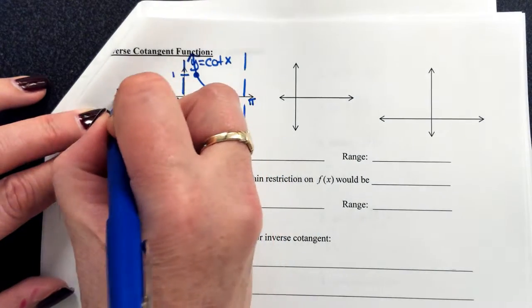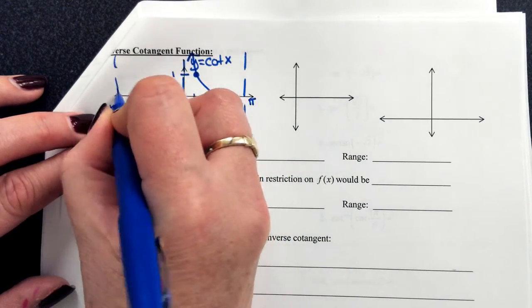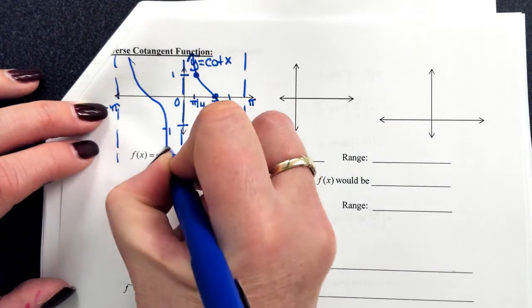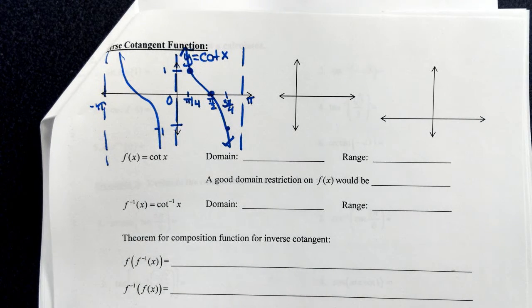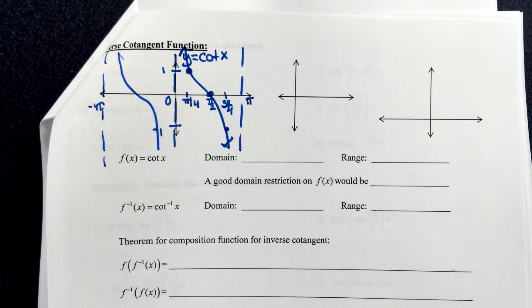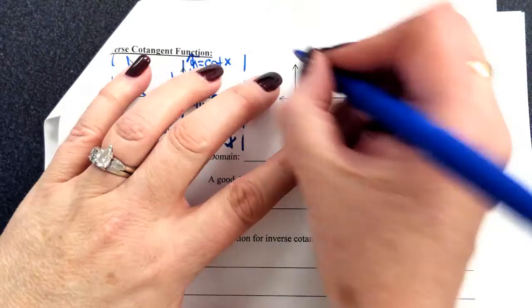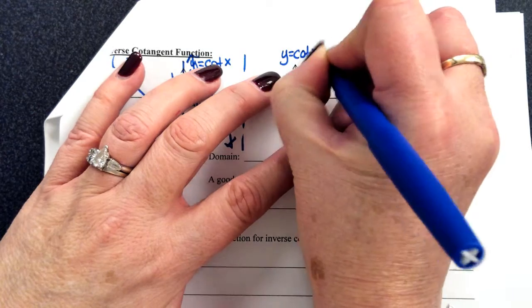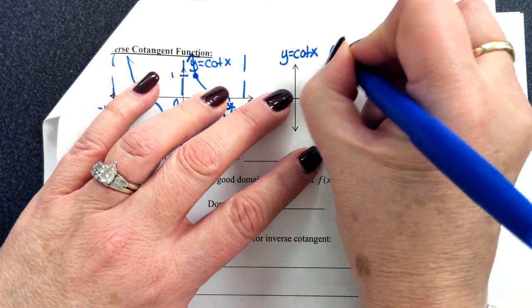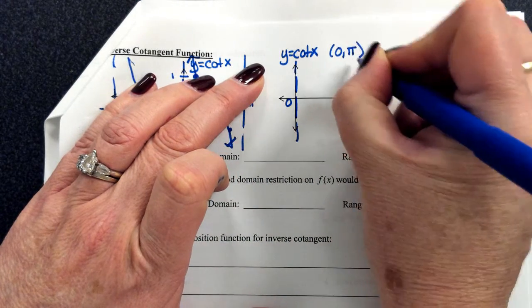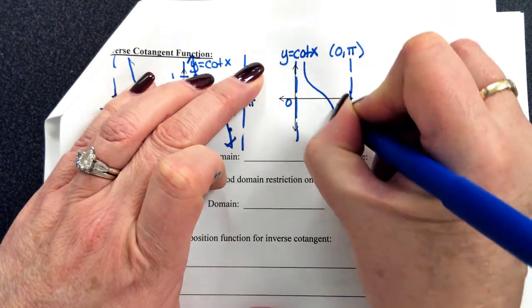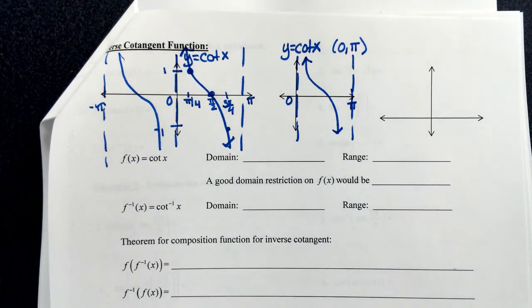And again, we could graph more than one cycle. For example, if I went negative pi to 0, it would look something like that. It looks like the reflected tangent. So as you can see, the issue you run into is cotangent of x is not 1 to 1. It fails the horizontal line test. So just like we did for tangent, we have to restrict the domain for cotangent of x. And the restriction is going to go from 0 to pi, to force it to be a 1-to-1 function.